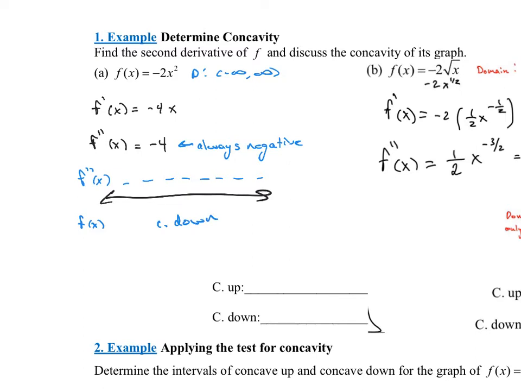So, where's this function concave up? Never or none. Where's this function concave down? On its entire domain, which in this case is negative infinity to infinity. This is one of the rare test cases when you don't have a point where the second derivative is equal to 0 or undefined, so you don't need to break up the number line and you don't need to actually pick test points because the derivative was always negative.